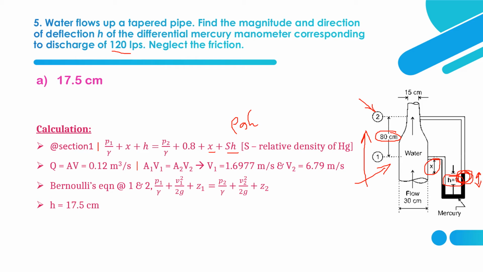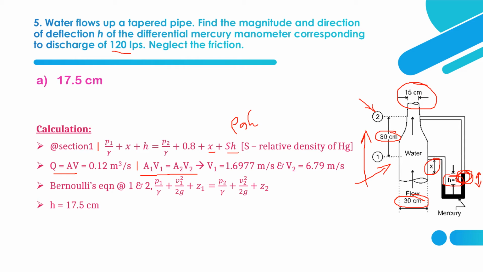Q equals to A into V. This is the basic continuity equation. A1 V1 equal to A2 V2. Here we know what is A1, 30 centimeter diameter they have given. So pi by 4 d square. V1 we don't know, equal to A2 into V2. So A2 is nothing but, here we can refer the diameter, pi by 4 d2 square into V2.